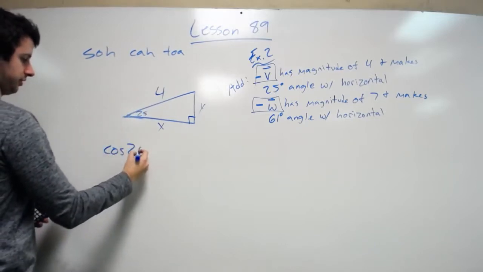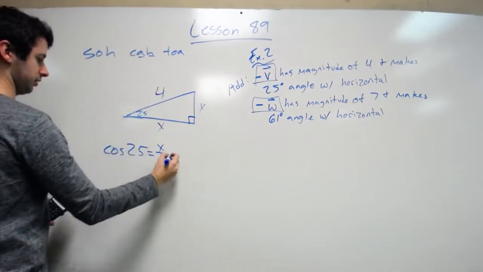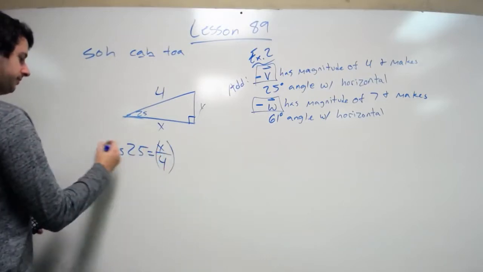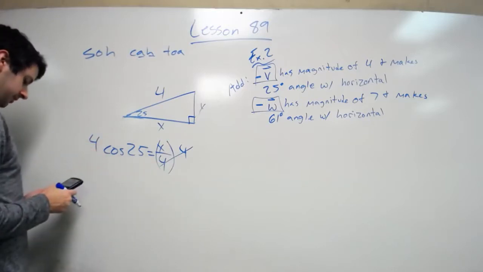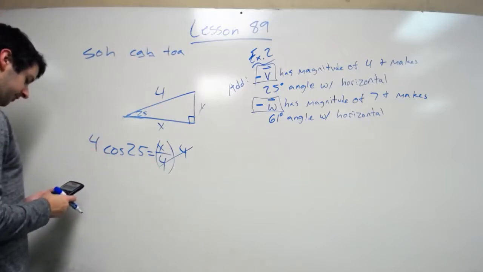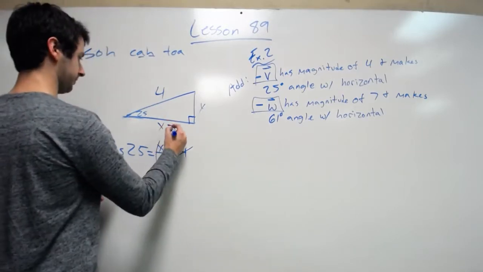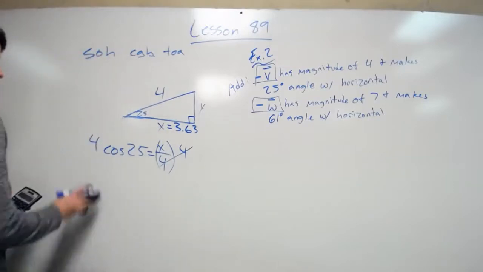Cosine of 25 equals adjacent over hypotenuse, 4. Multiply by 4. 4 cosine 25 gives me 3.63. I'm rounding to the nearest hundredth.